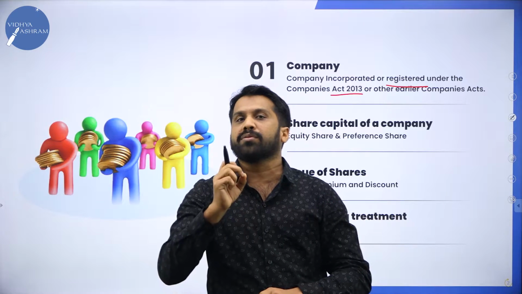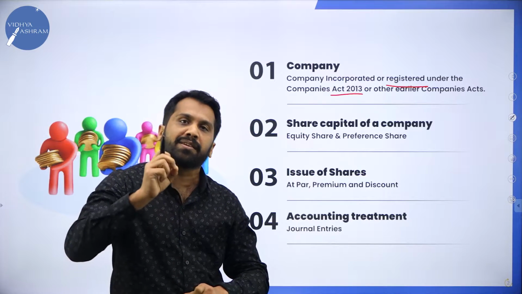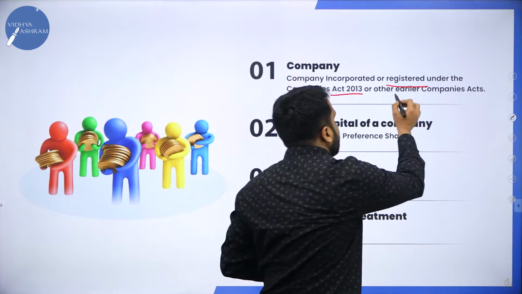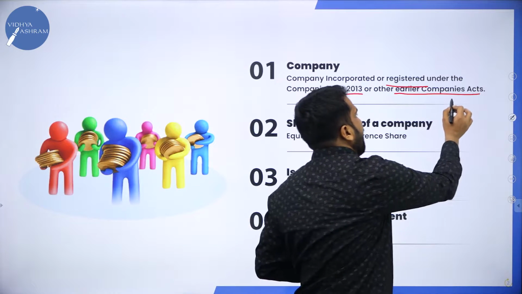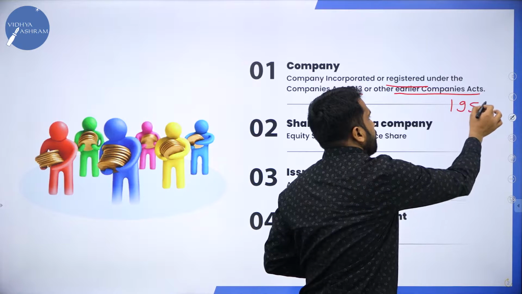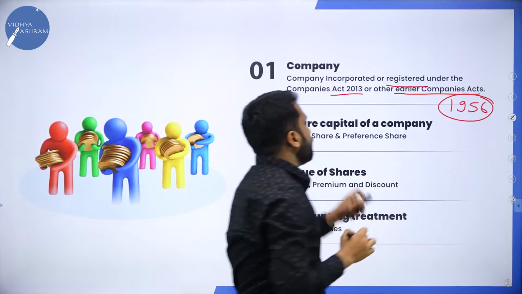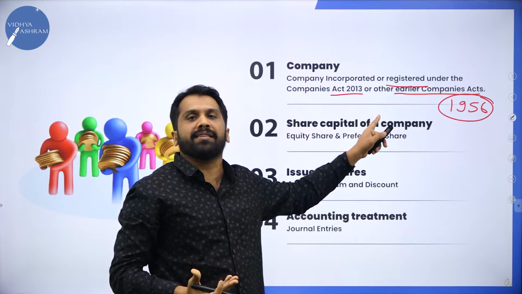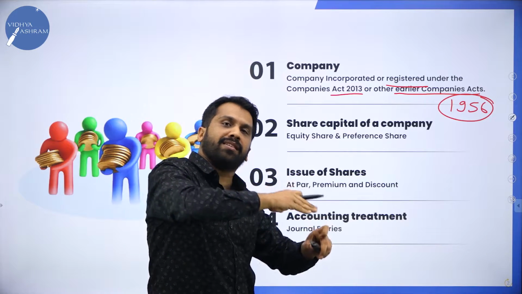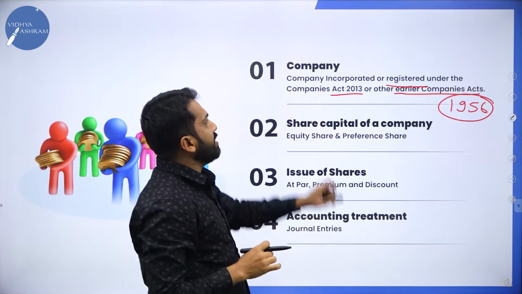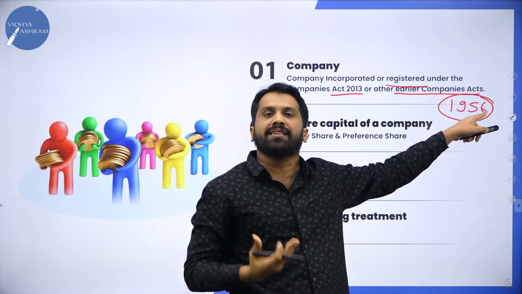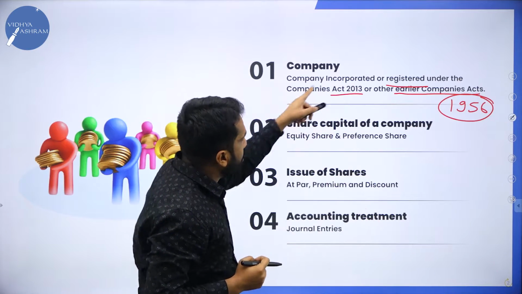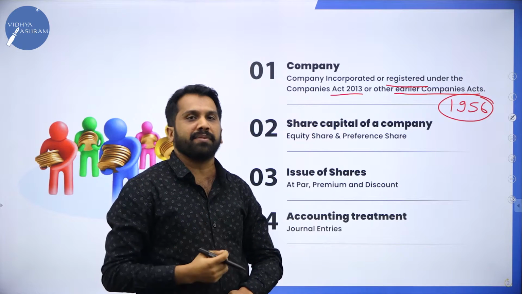Earlier it was not 2013, it was 1956. So they have given the earlier Companies Act. Before this 2013 amendment, whatever company was registered earlier, those are also called a company if they are registered as per Companies Act 1956. So this is all about what is company.